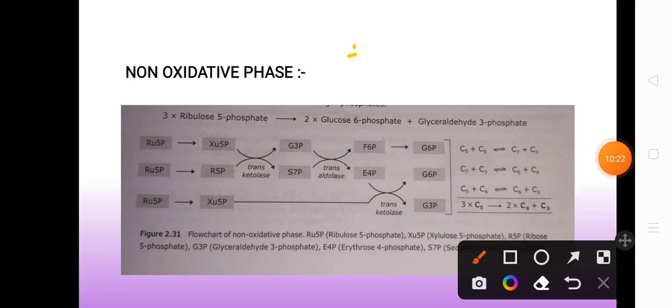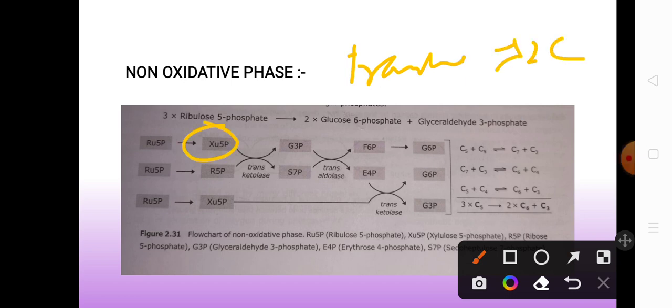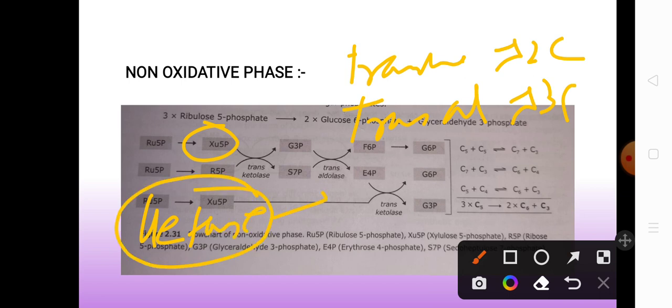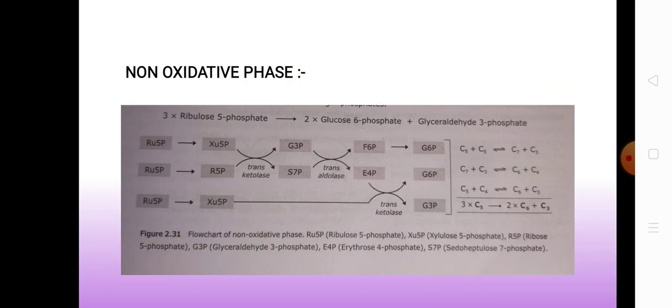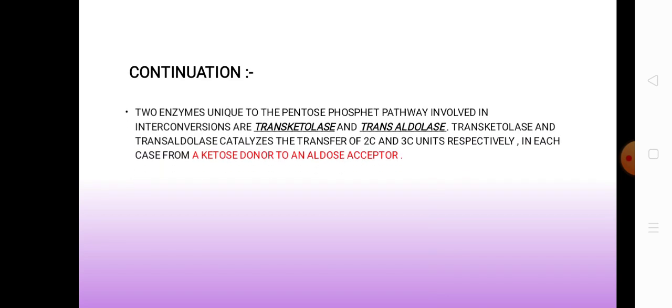Just remember that transketolase will take 2 carbons from any ketose, and transaldolase will take 3 carbons from any ketose. After transferring, that ketose monosaccharide will be converted into an aldose, and the aldose monosaccharide, after getting the 2- or 3-carbon containing molecule, is converted into a ketose. Just by understanding this simple concept, you can understand the entire non-oxidative phase. Hope you can understand the entire thing.